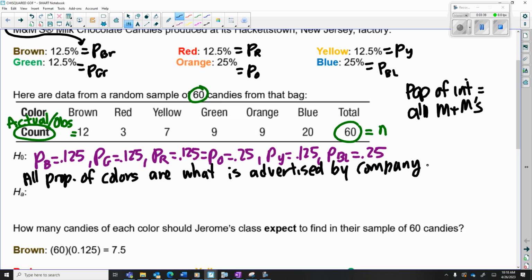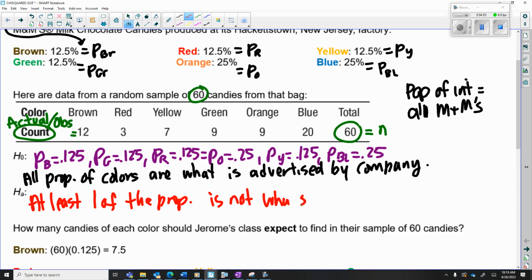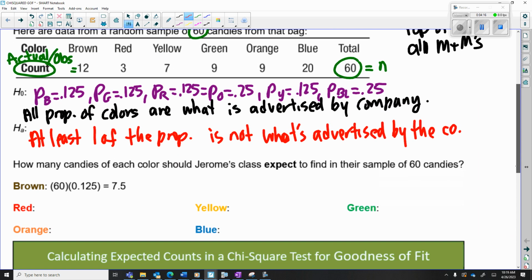And then the alternative hypothesis would be that at least one of these is different than what's advertised, because if at least one of them is off, that's going to throw off the breakdown of at least another one, and it's not going to be what's advertised. So in words, I could just say at least one of the proportions is not what is advertised by the company. Basically that means the whole breakdown of colors is not what the company really advertised.